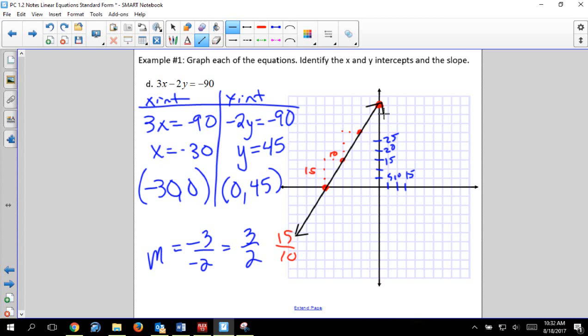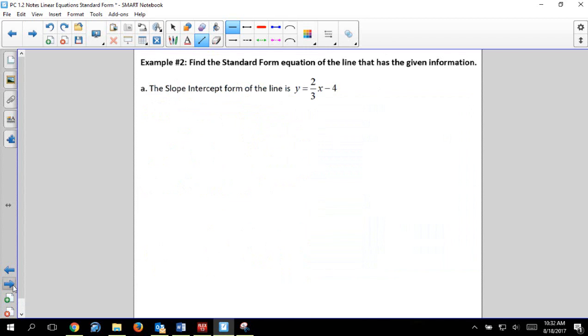Alright, so in your assignment, you're going to have some graphing questions like those. You might have to change the scale. Next ones, we are going to write the standard form of the equation using whatever's given to us. So this says the slope-intercept form of the line is y equals 2/3 x minus 4, and we need to write the standard form. And we just did that yesterday. So you need to take that and move it into standard form.